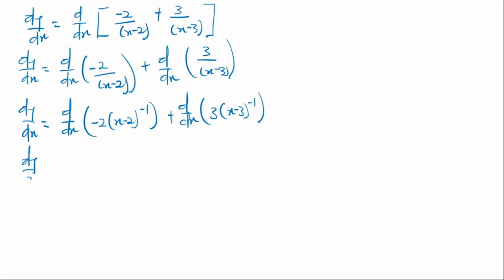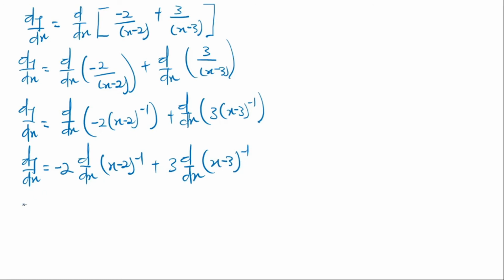Now our dy/dx is equal to, now the 2 over here is a constant, so when we are differentiating a function, we can bring the constant outside and then differentiate just what we have over here. So we bring the negative 2 out, then we differentiate just (x minus 2) raised to the power negative 1. Then we do the same thing over here: we have 3 outside, d/dx of just what is inside, that is (x minus 3) raised to the power negative 1. All right, so dy/dx is now equal to, we still have this negative 2 over there. Now this function, just (x minus 2) raised to the power negative 1, looks like a certain function.